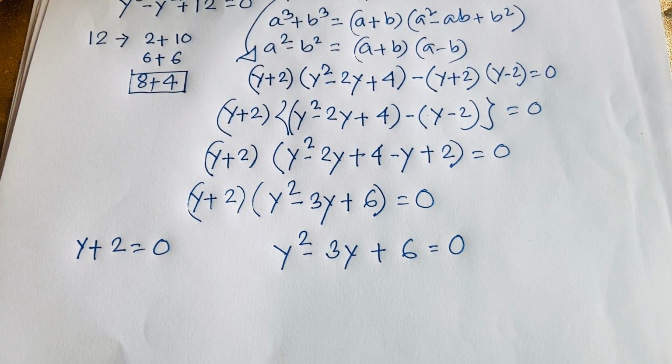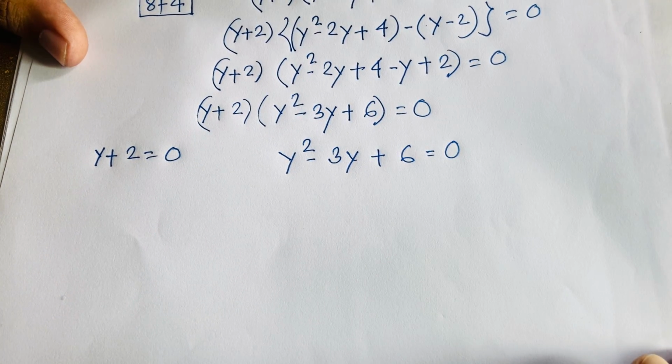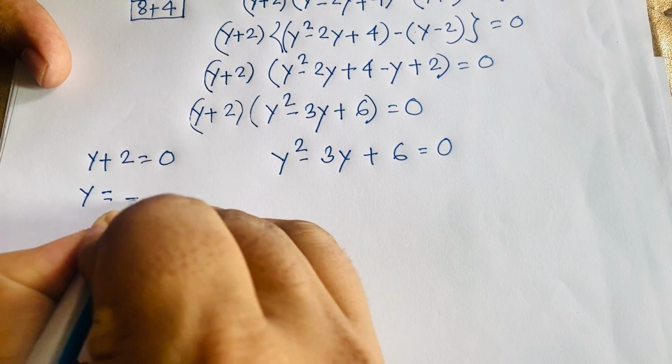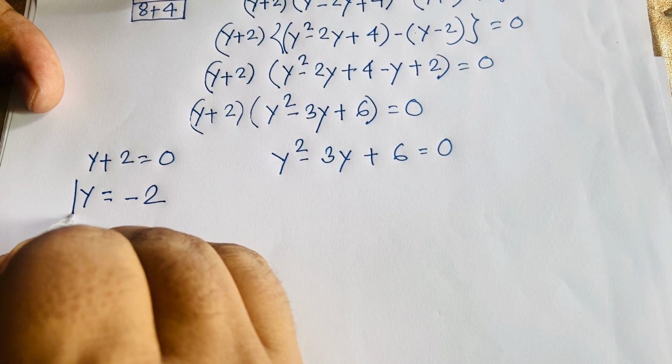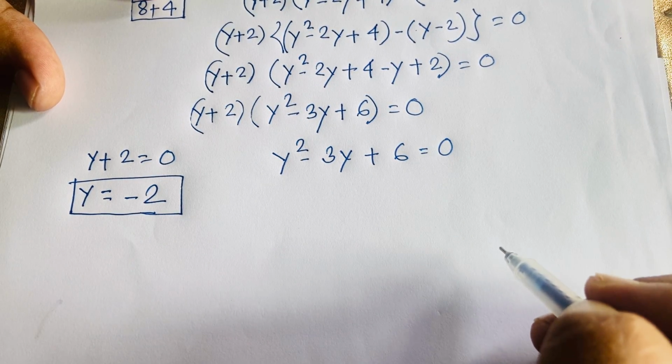So first of all, our first case is y plus 2 is equal to 0. So I can say easily y is equal to minus 2. This is our final answer. And in the other case, here is y squared minus 3y plus 6 is equal to 0.